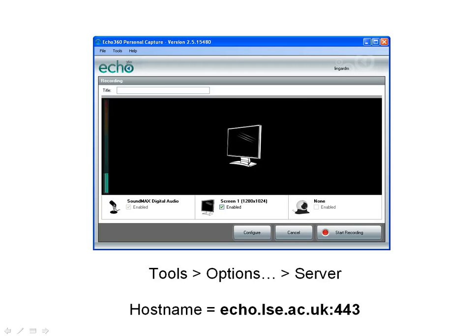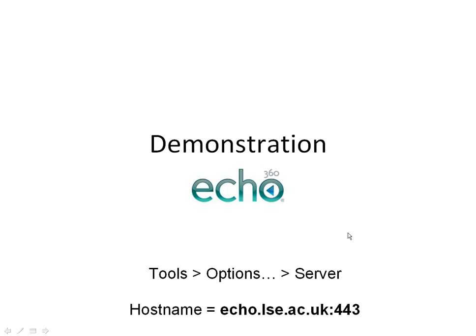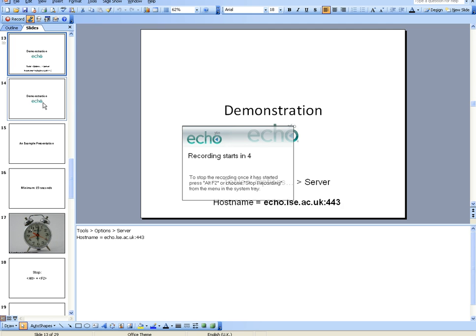Here it is. The first time you use it, you'll need to follow those instructions, Tools Options Server, and add the host name echo.lse.ac.uk:443, and this is the publishing location. To make a recording, check that the volume is working over on the left here. You might not see it too well because of this screencast within screencast. If you need to change your microphone, click Configure. Click Start Recording to make your recording, and then get your presentation or screen ready to begin.